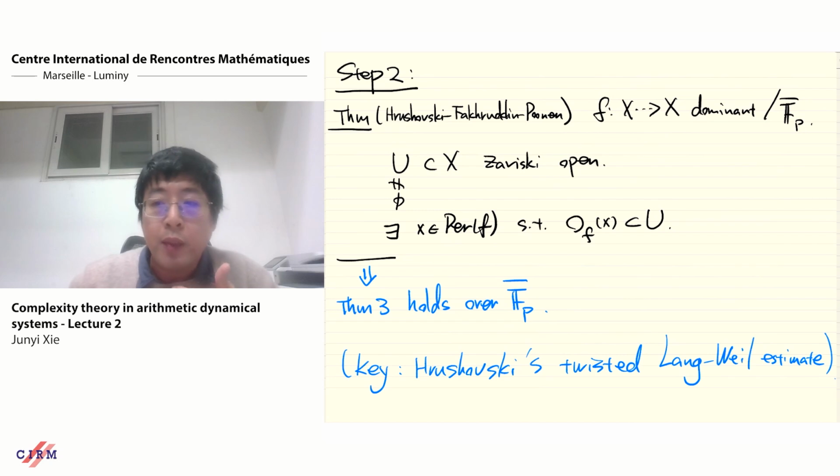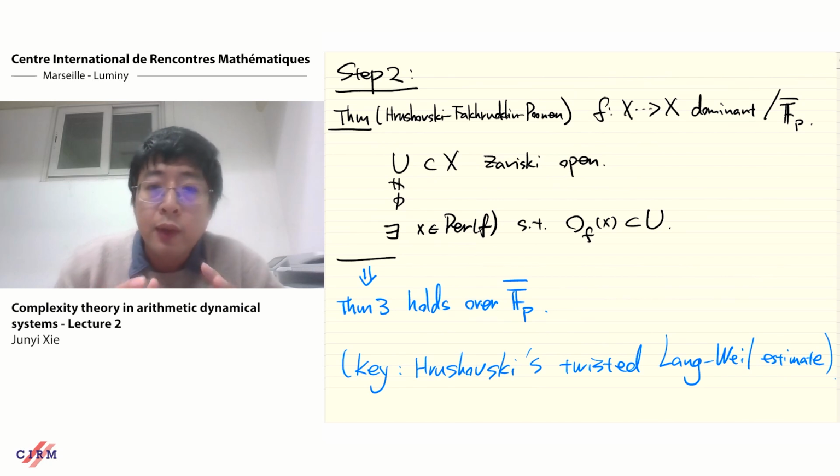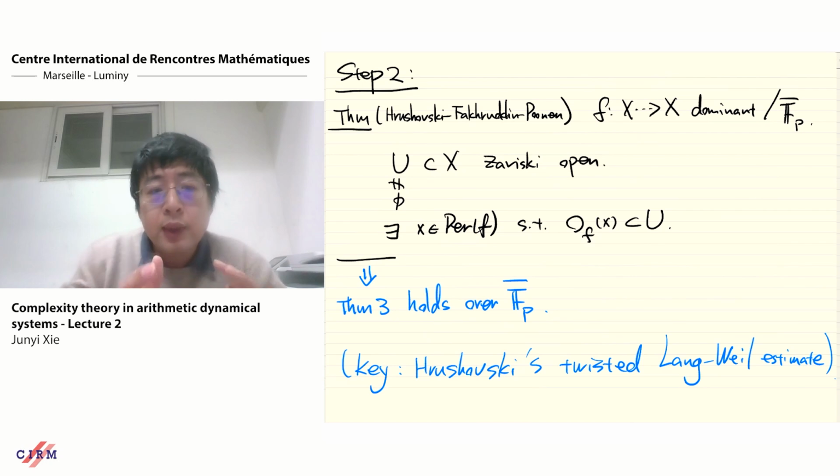Okay, this is the first step. So we just recall that in the first step we show that basically almost all periodic points are isolated. And the second step is indeed a theorem of Hrushovski, Fakhruddin, and Poonen. What they show is that if F is a dominant rational self-map on X defined over some finite field, then there is a non-empty Zariski open subset.